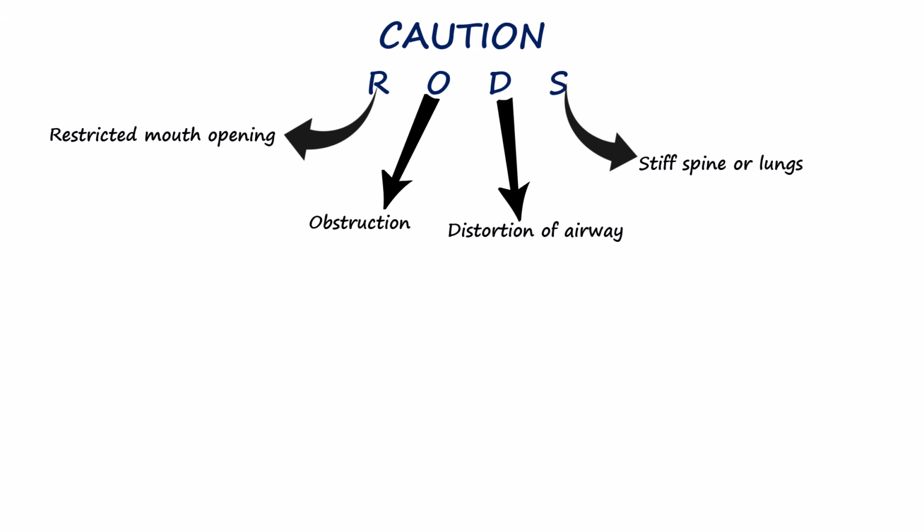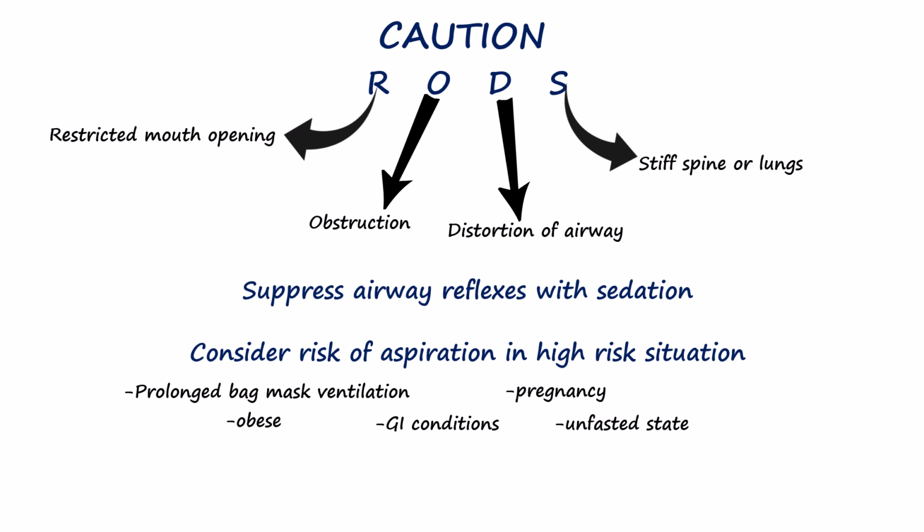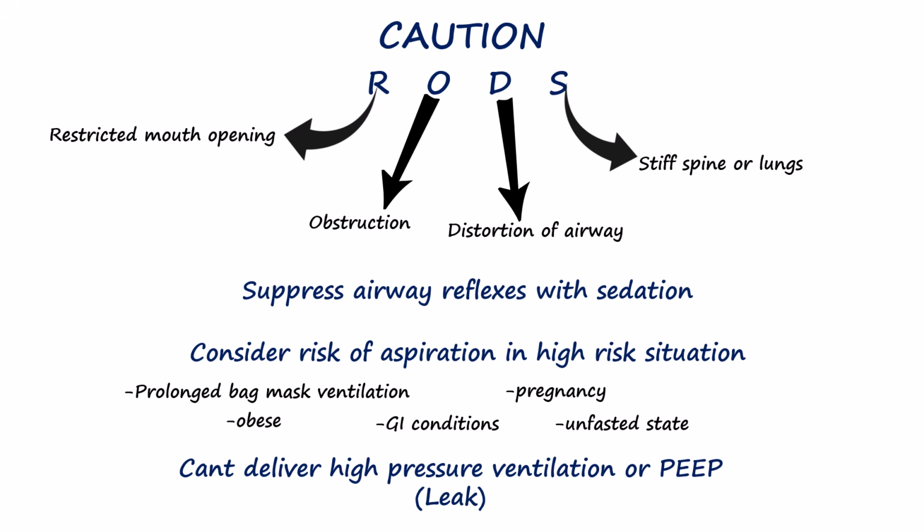The patient must also be unconscious or adequately sedated to suppress the gag reflex before LMA insertion. There is also an increased risk of regurgitation in patients with prolonged prior bag mask ventilation, in those who are obese, pregnant, or who have upper gastrointestinal problems such as reflux, hiatal hernia, or a history of GI surgery or bleeding. Patients who have not fasted are also at risk. In emergencies, however, an LMA may still be used despite these relative contraindications.